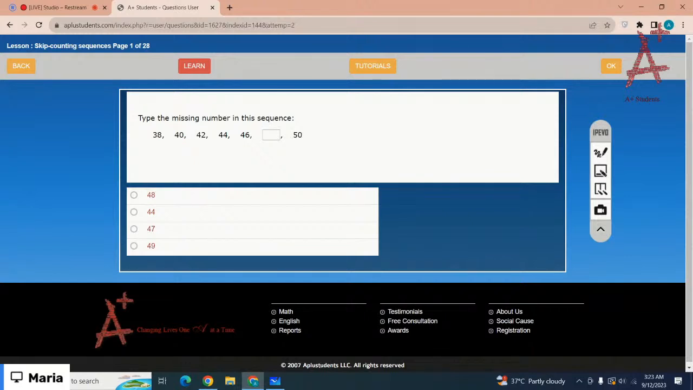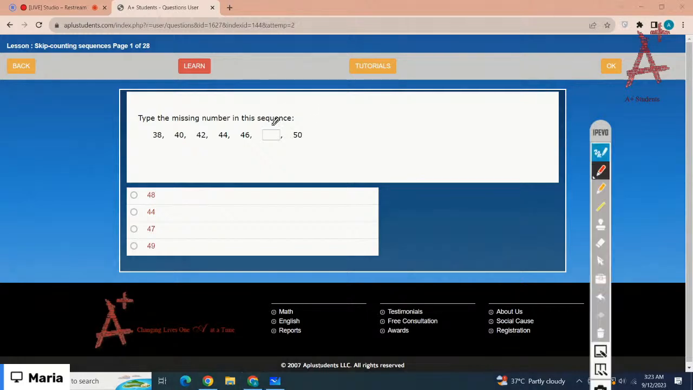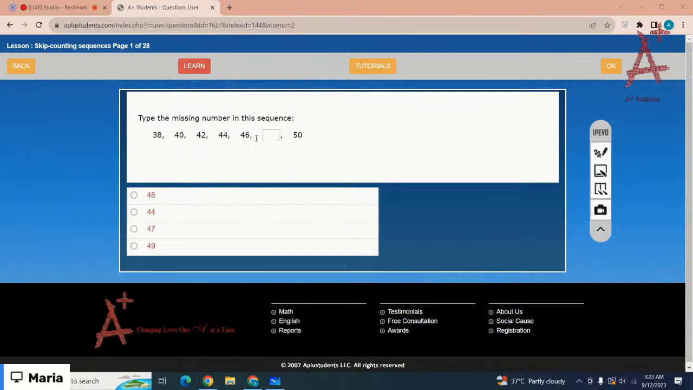The missing number is, very good, 48. And how do you know? Because in the pattern, every time you skip 2, right? 38 plus 2 is 40, 40 plus 2 is 42, and 42 plus 2 is 44. So for the missing number, you have to add 2 to 46. Very good, it is 48. The correct option is 48.